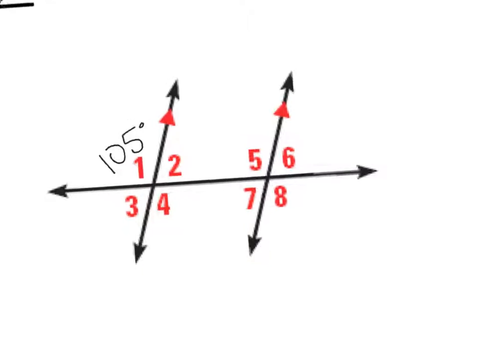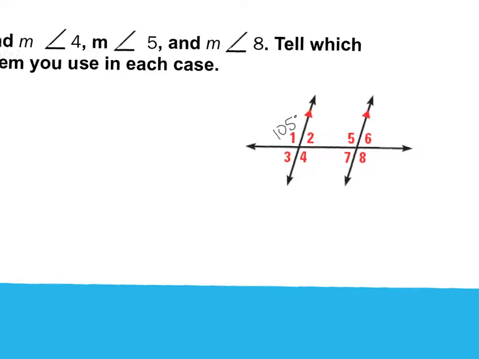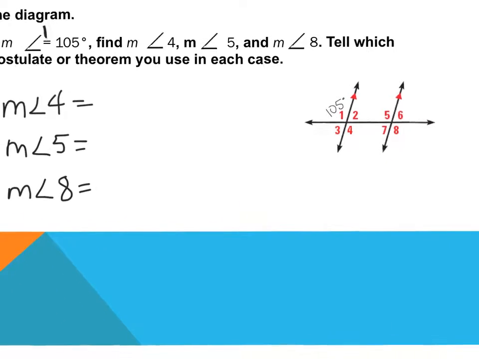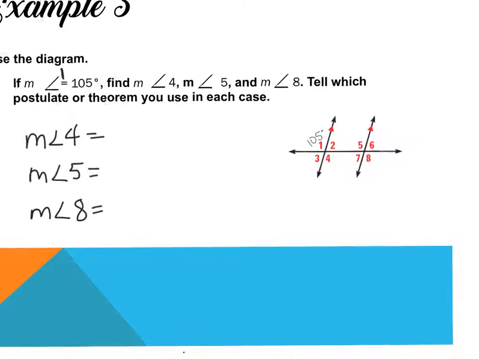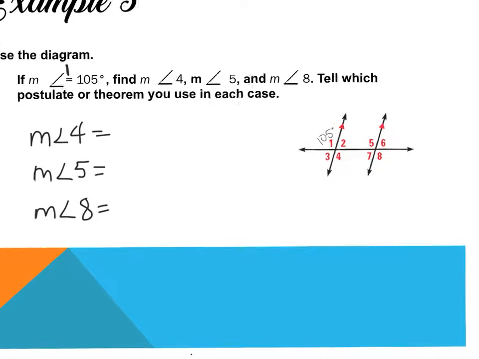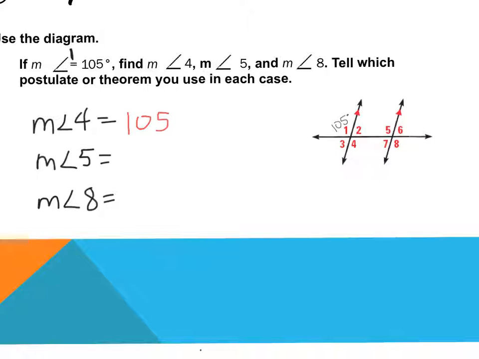All right, so I just put the 105 in where 1 is. What would be angle 4? 105. And why do you know that? Vertical angle. Good. Vertical angles theorem.